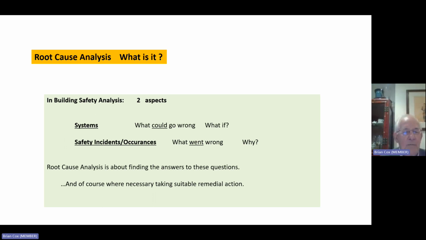But these systems can go wrong. So the first part of root cause analysis is to say, what could go wrong? What if such and such happened? The second part is to look at different kinds of incidents or occurrences and say what went wrong and why. So root cause analysis is about finding the answers to these questions.